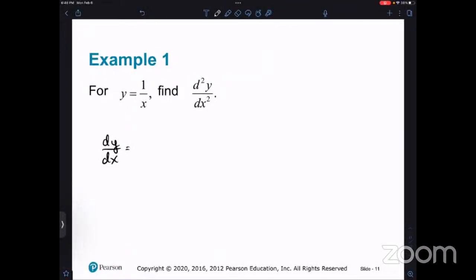Now with this 1 over x, I'm going to look at it as x to the minus 1. Let me write it over here to the side. So 1 over x is the same as x to the minus 1. I'm going to take the derivative of that. So my minus 1 is going to come down, and that's going to be x to the power of, now if I subtract 1, minus 2.